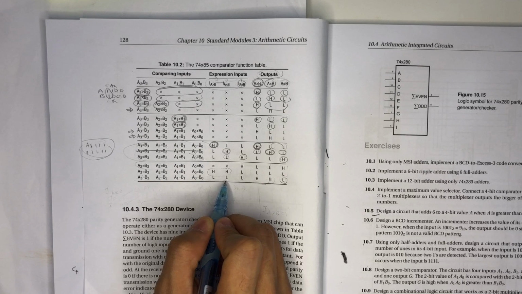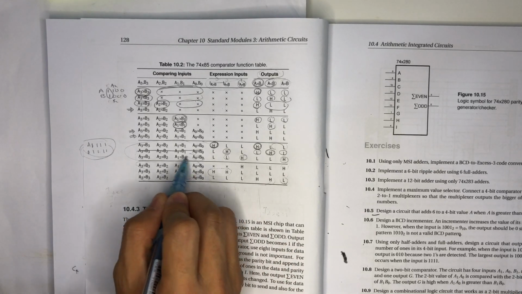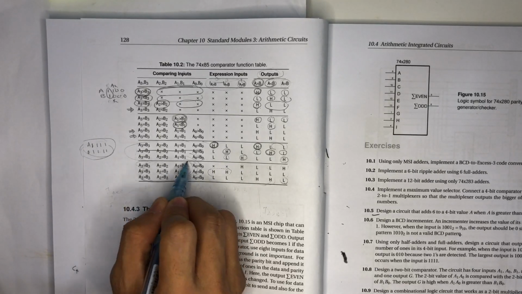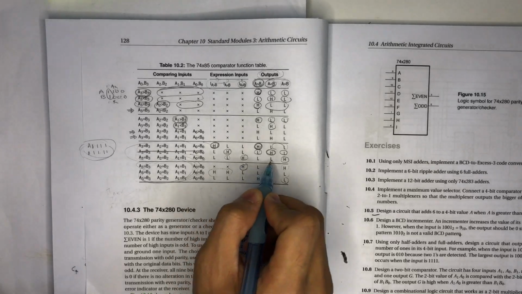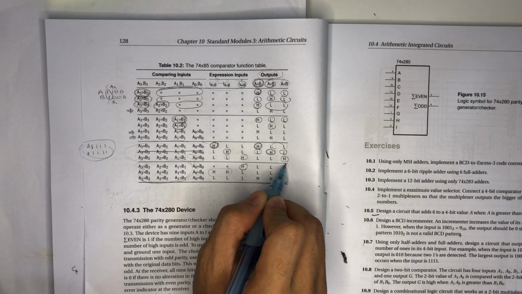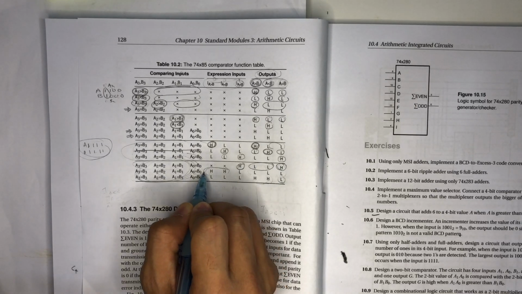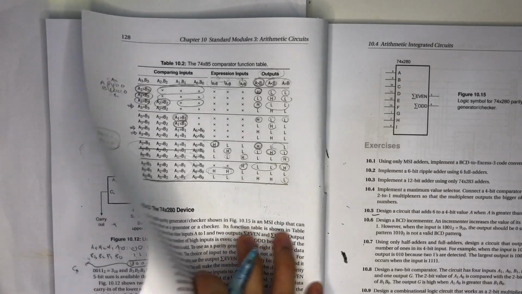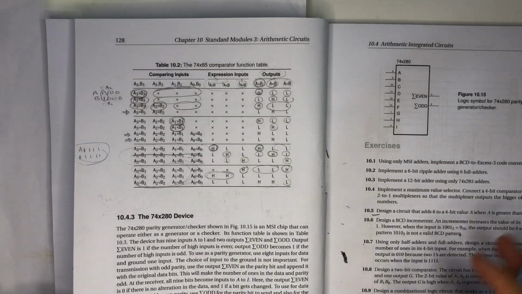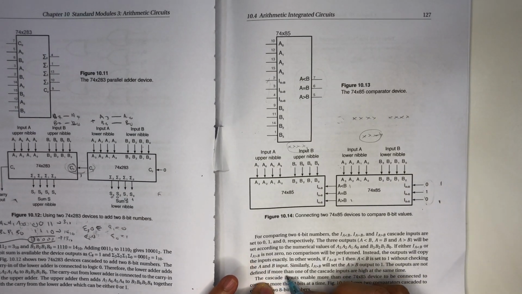What if we have this situation now, the same combination of inputs, and we set IA>B high? Then we will be able to see that output A greater than B is high and the others are set to low. What happens if more than one input is set to high? Here, the outputs are not defined if more than one of the cascade inputs are high at the same time.